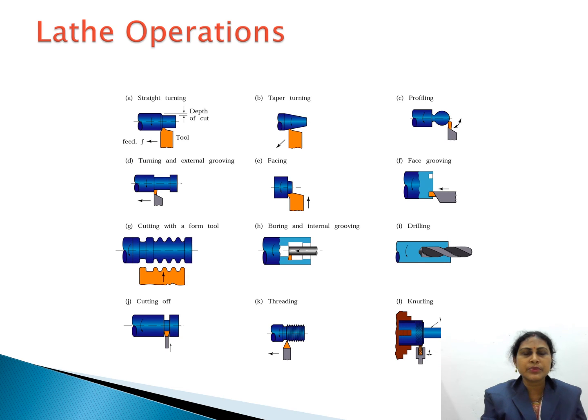The different lathe operations shown in the figure are straight turning, taper turning, profiling, external grooving, facing, face grooving, cutting with a form tool, boring, internal grooving, drilling, cutting off, and threading or knurling. These are the lathe operations.